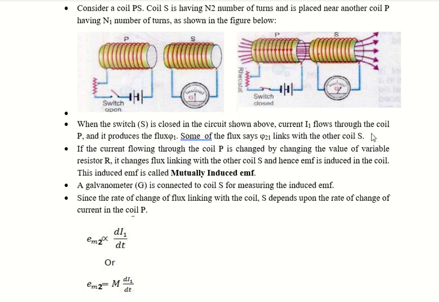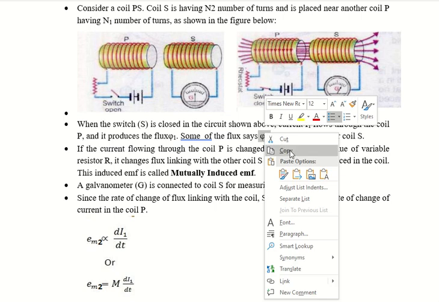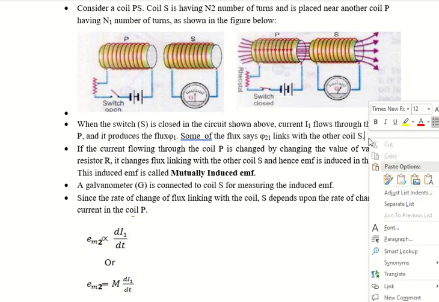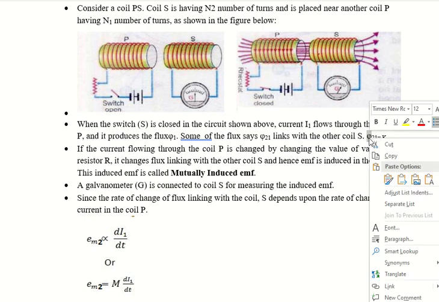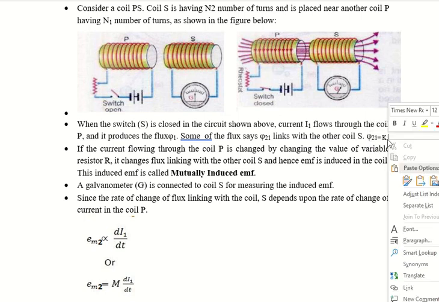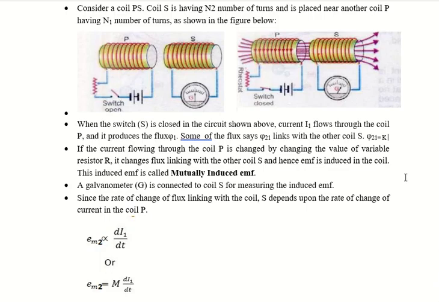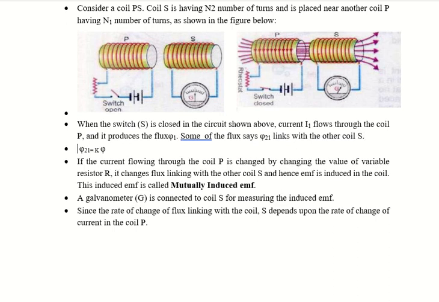So we can write this phi21 as, phi21 is proportional to which value? Phi21 equal to K into phi1. Phi21 equal to K times phi1. This is the relation between phi21 and phi1. Phi21 equal to K into phi1.